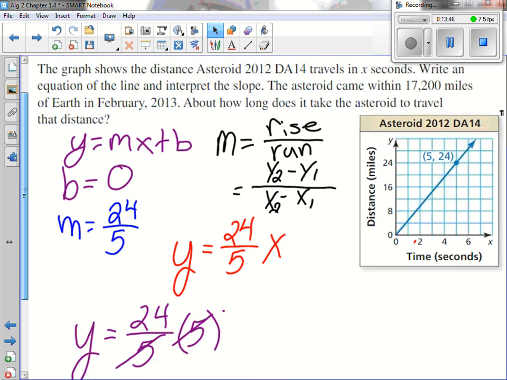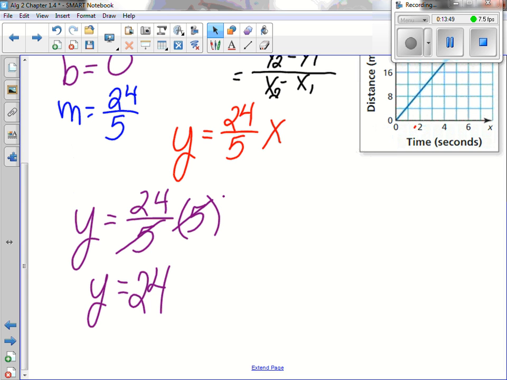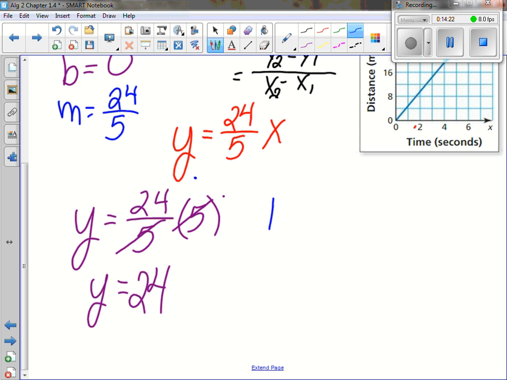So now we're wanting to know how long it's going to take to travel 17,200 miles. So where would I plug 17,200 into our equation? Would I plug it in for x or y? It would be y. Because our y value is our distance. Because this whole thing is set up in time is our x, because we're saying after how many seconds. So after 5 seconds, we went how far? 24 miles. So if we want to know how long it takes to go 17,200 miles, we have to plug it in for y.